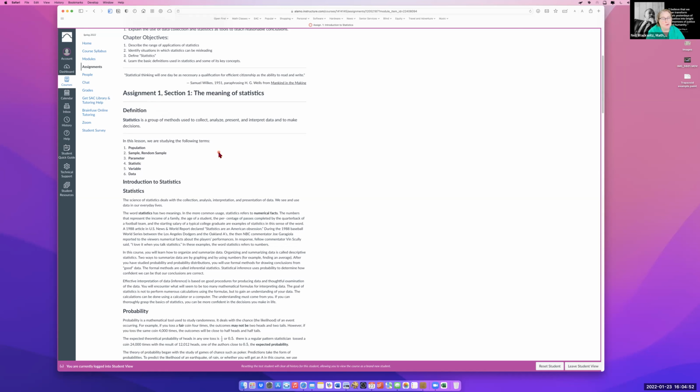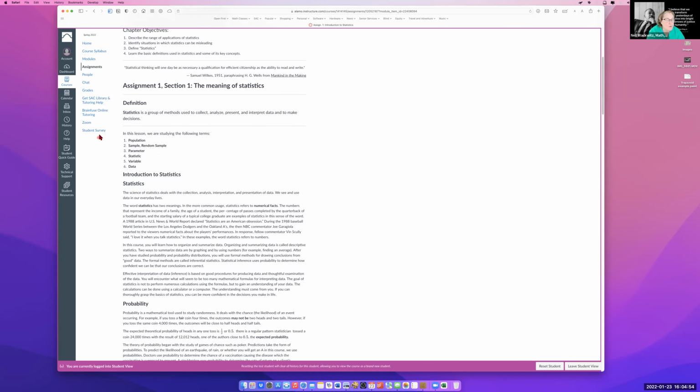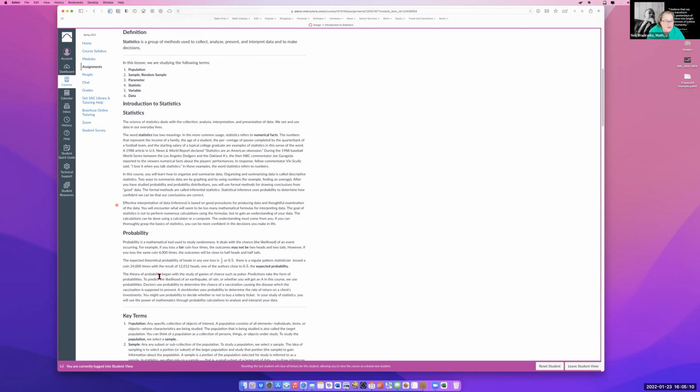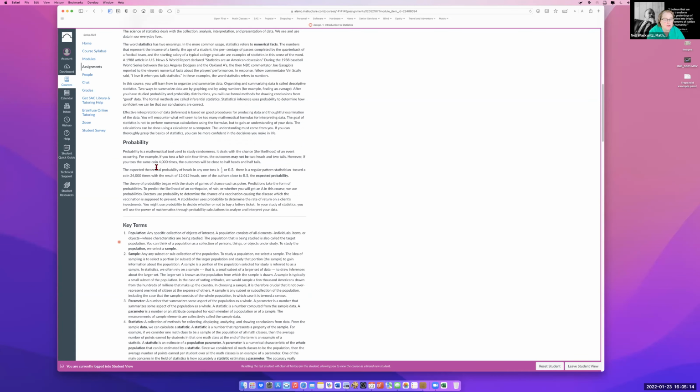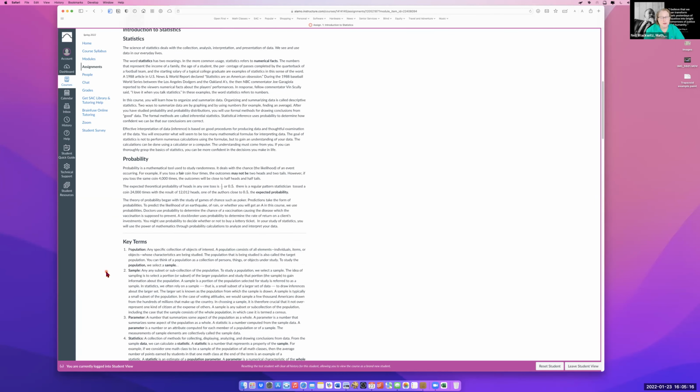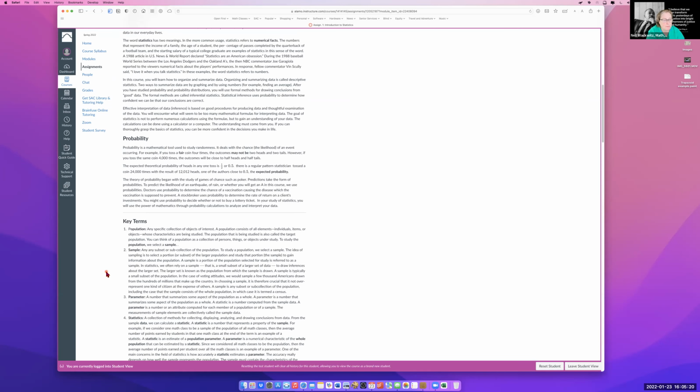Some people say plural, some singular. We're going to define in this lesson population, sample, and some people will actually be wanting a random sample, parameter, statistic, variable, and data. These two paragraphs, the first one on statistics and the second one on probability, I want you to read through so that you have an overview of what we're about to do in the class.